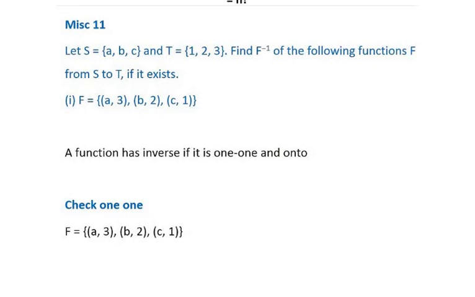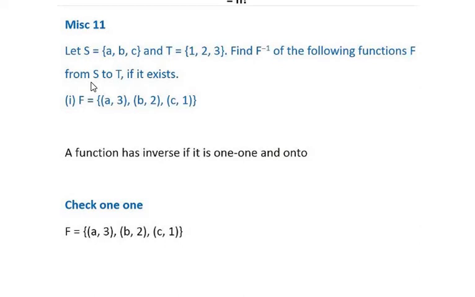Now question number 11 in the miscellaneous exercise is: let S = {a, b, c}. So we have one set S, and T = {1, 2, 3}. The question is, find f inverse of the following functions f from S to T. So the domain of the function f is S and the codomain of the function is T. And the question is, find f inverse if it exists.